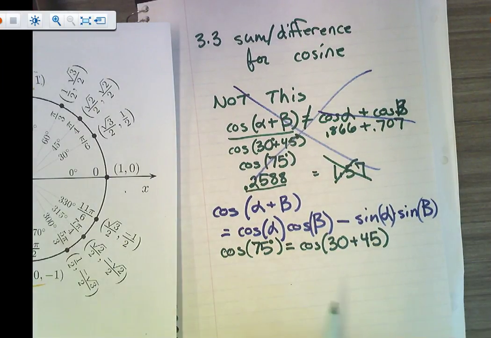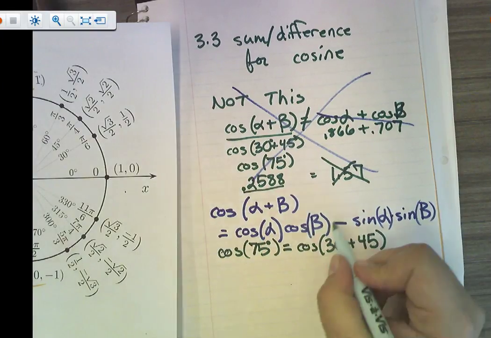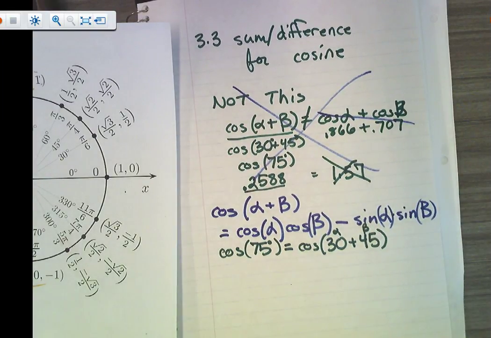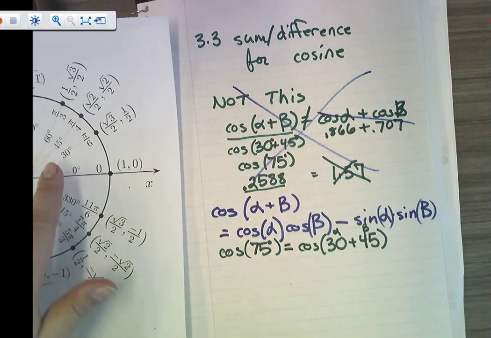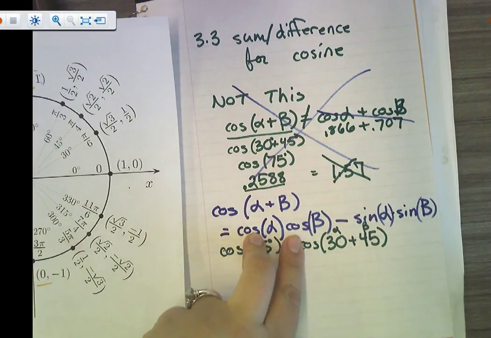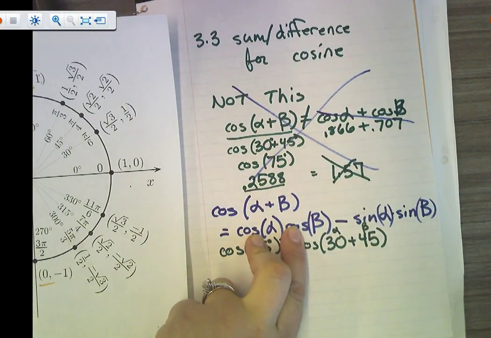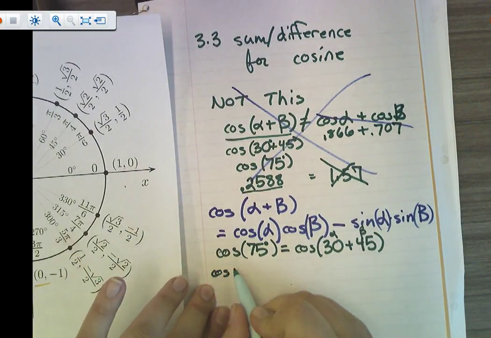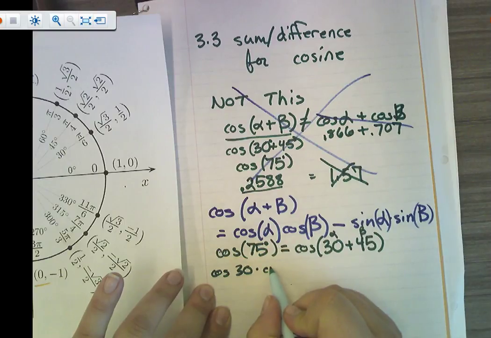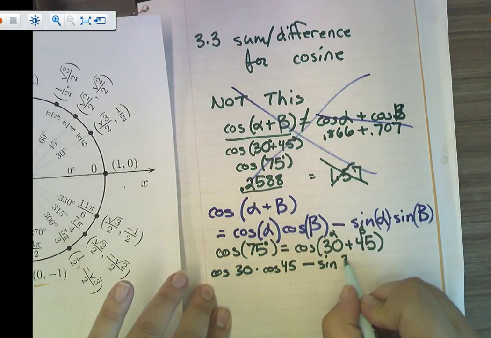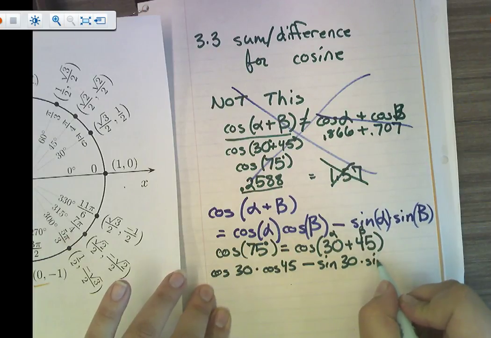Okay, so I'm going to use the cosine rule, making sure I say 30 is my alpha and 45 is my beta. I'll need the cosines of each of them. I'm going to write it out, though you guys probably would not be writing out this first line. So I would write cosine 30 times cosine 45 minus sine 30, sine 45.